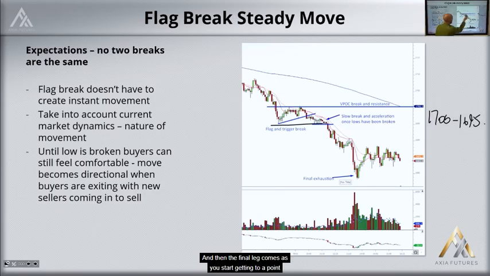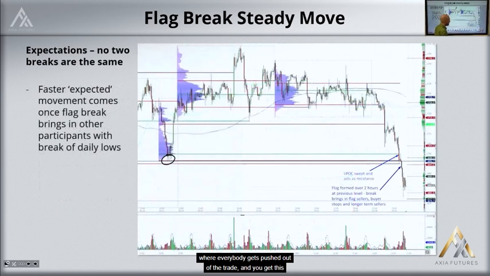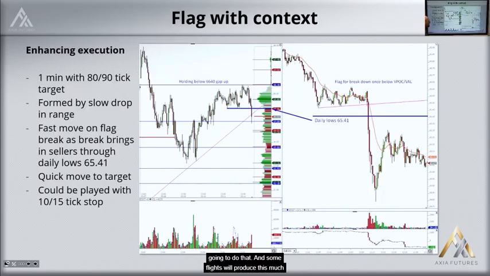And then the final leg comes as you start getting to a point where everybody gets pushed out of the trade and you get this acceleration down. So it's not just simply a 5-minute flag. This is a flag played on an hourly perspective at the same time. And that produces this nice steady movement. Not all flags are going to do that. And some flags will produce this much quicker move. Often in a situation where perhaps the market has got that greater dynamic and that greater ability to move, more volume getting pushed through at any one point in time.